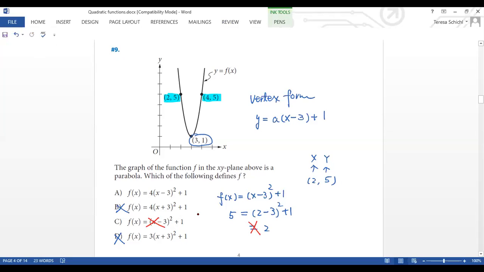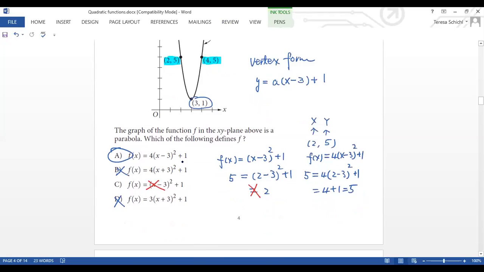If you don't believe it, let's see if A is true or not. A is f of x equals 4 times (x minus 3) squared plus 1. Let's plug in (2, 5). So 5 equals 4 times (2 minus 3) squared plus 1. This is 4 plus 1, equal to 5. So 5 equals 5, that's correct. So this one is correct.